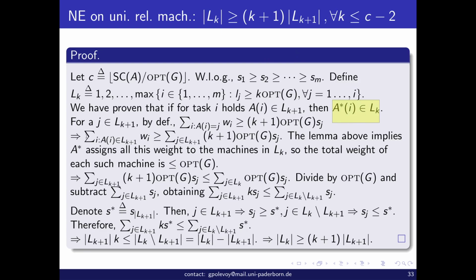So okay, let's see. For any machine in LK plus 1, by definition, the load is at least k times optimum. What does it mean? It means that the sum of the weights of the tasks going to that machine is at least k plus 1 times optimum times the speed of that machine, because the load is exactly the sum of the weights divided by the speed. That's by definition of LK plus 1.